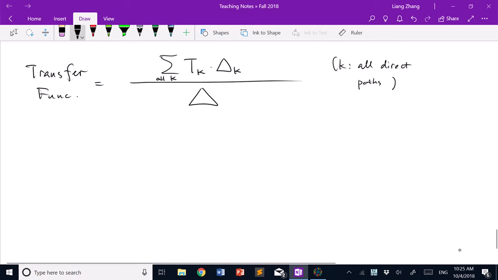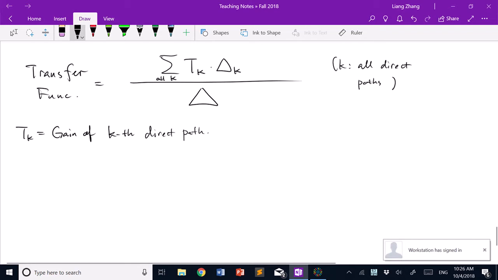We have to define each of these individual terms. Tk is the gain of the kth direct path. There can be a number of them. We will first define the big delta, and then use the big delta to define this delta k above.